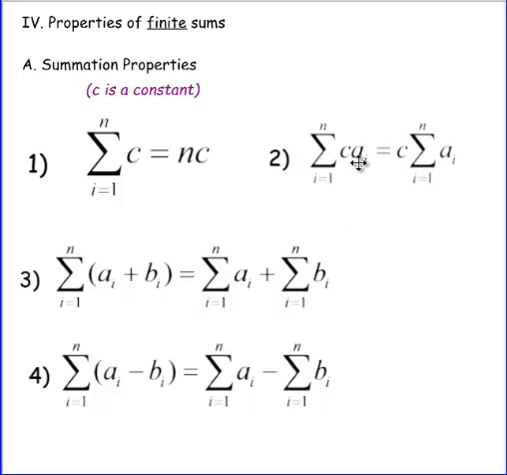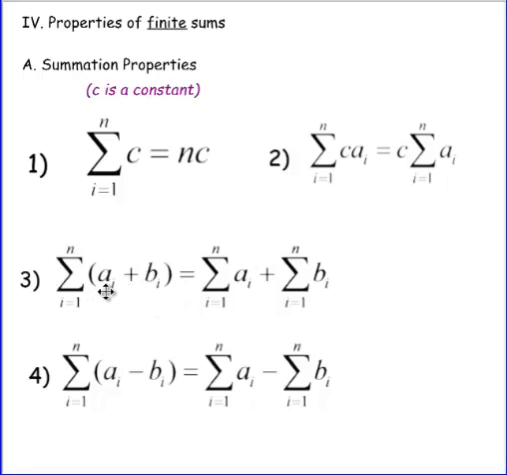For the second property, if you have a constant times an expression, then you can factor the constant out to the front, do the summation with the expression. The a_i represents the expression that has the variable in it. Evaluate that, and then multiply by the c in the front after you do this evaluation.